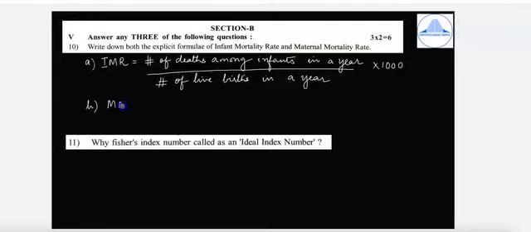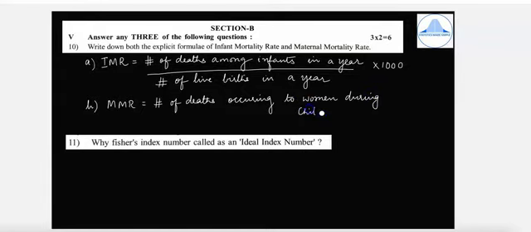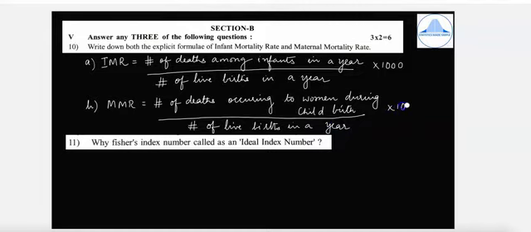Similarly, we have MMR, which is the maternal mortality rate, which is number of deaths occurring to women during childbirth divided by number of live births in a year into 1000.